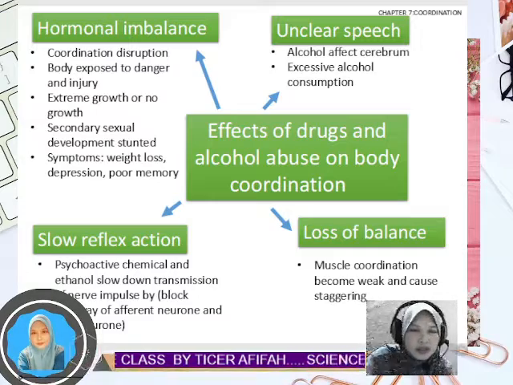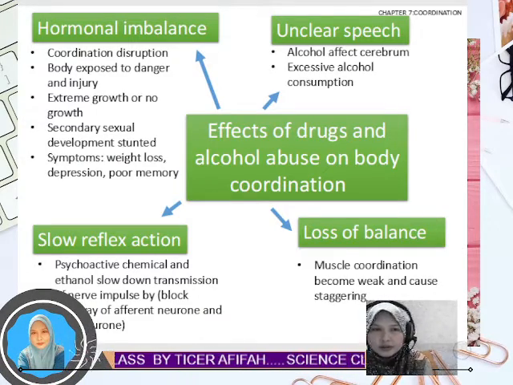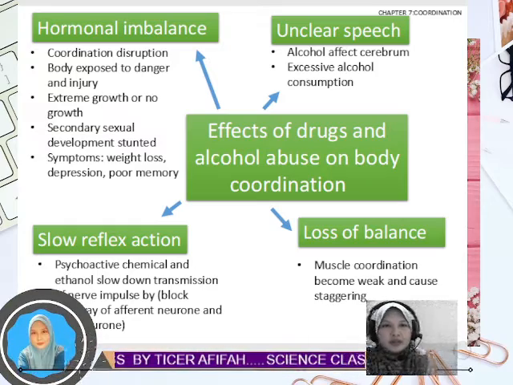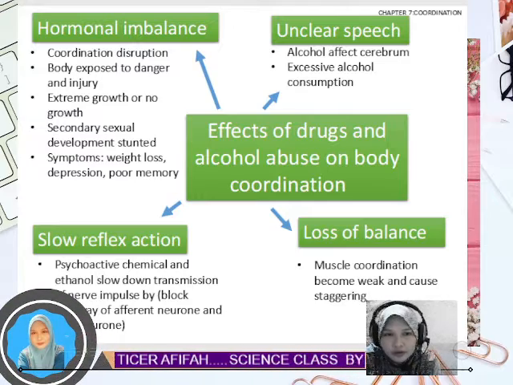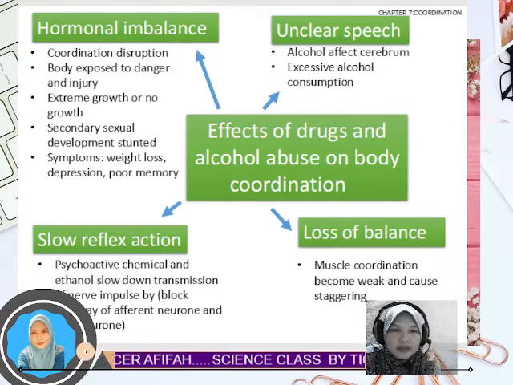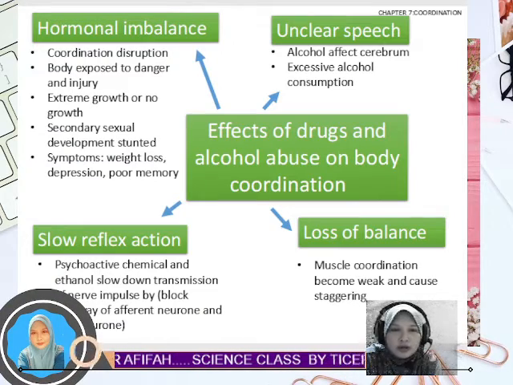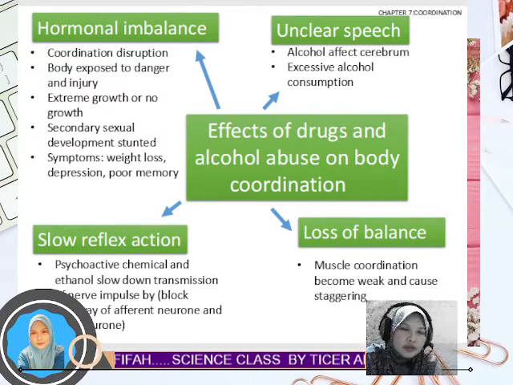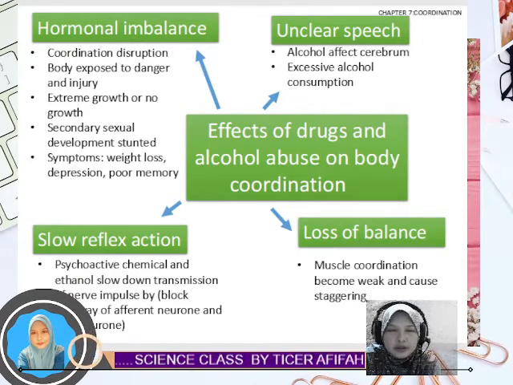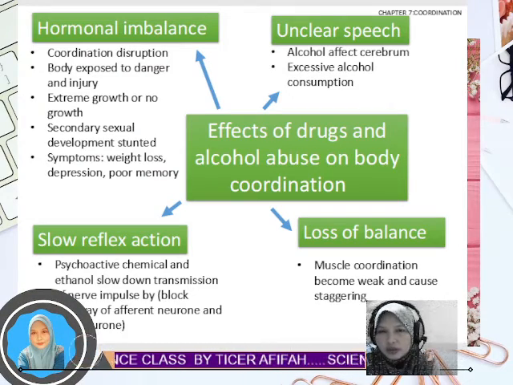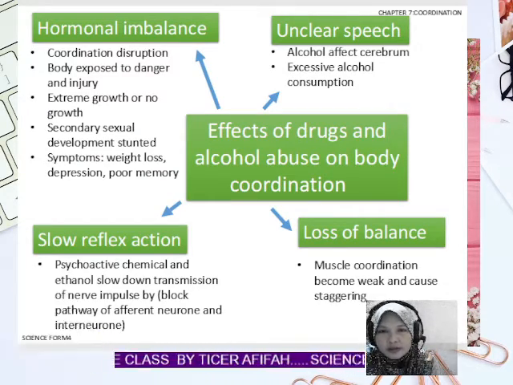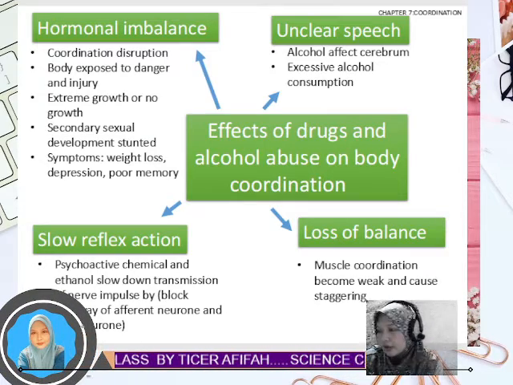For hormonal imbalance, coordination disruption will occur. They disrupt your body coordination. The body will be exposed to danger and injury. Extreme growth or no growth at all, secondary sexual development stunted. Symptoms are weight loss, depression, and poor memory. You cannot remember what happened. The second effect is unclear speech. If you consume too much alcohol, it will affect your cerebrum, your brain. And loss of balance.